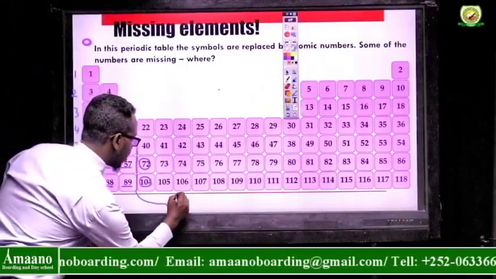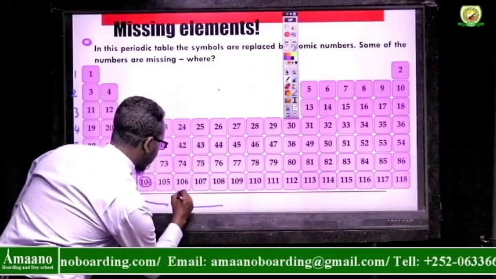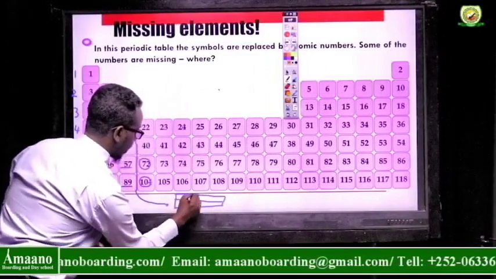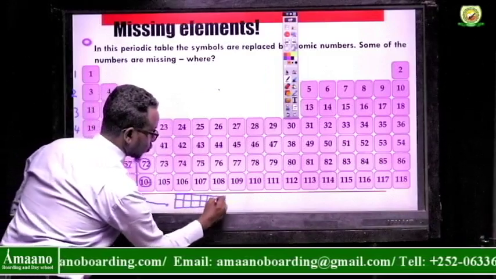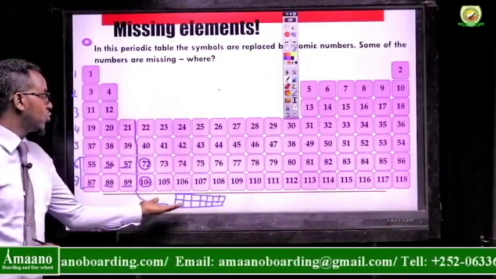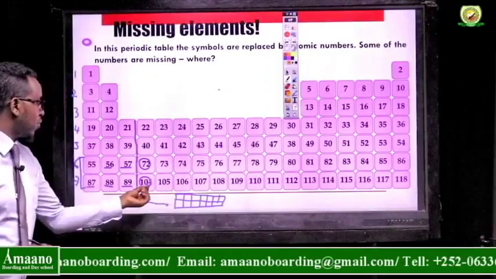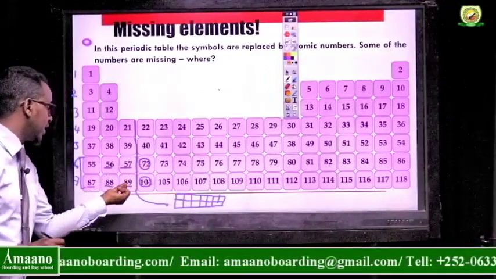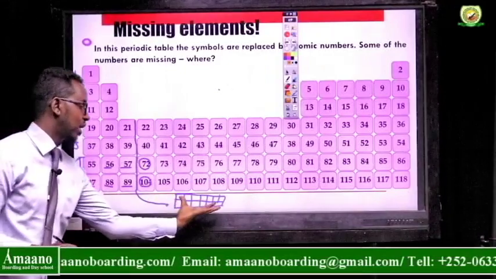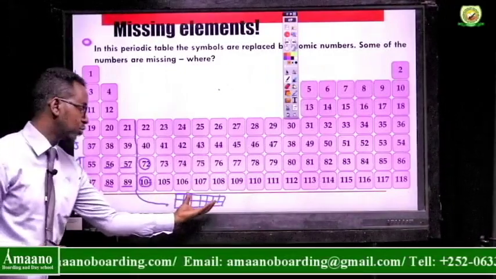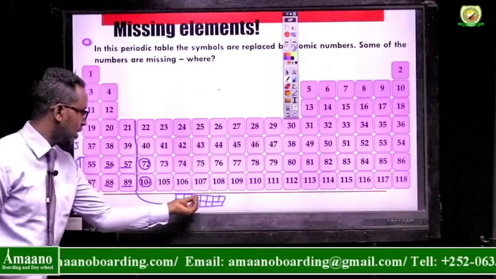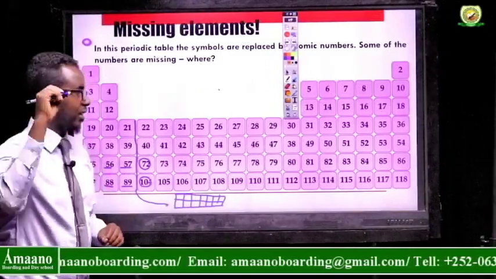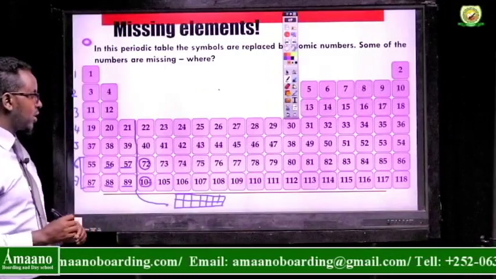So we can put these two rows here. If you consider the other periodic table, you have two main rows. Those two rows came from here, in between 57, 72, 89, 104. So in our modern periodic table, these 2 rows are missing from here. These 2 rows are called lanthanides and actinides.